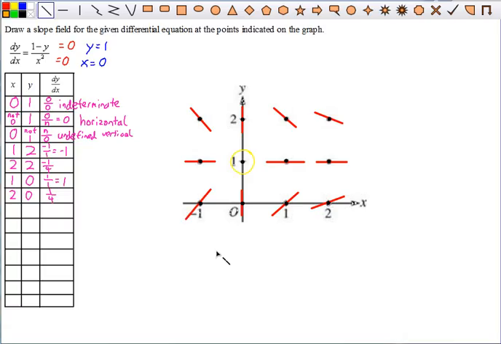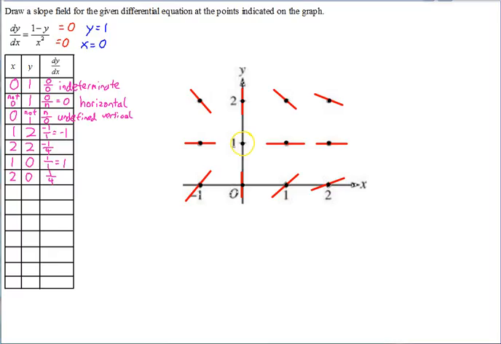And again, once you're all done, then you can go ahead and erase that circle that was, again, just to remind us not to draw anything right there.